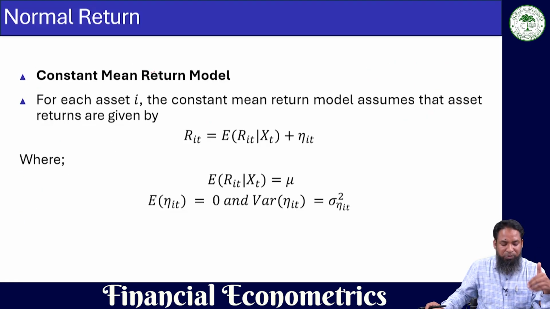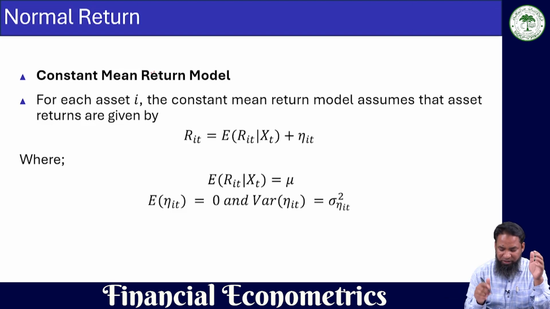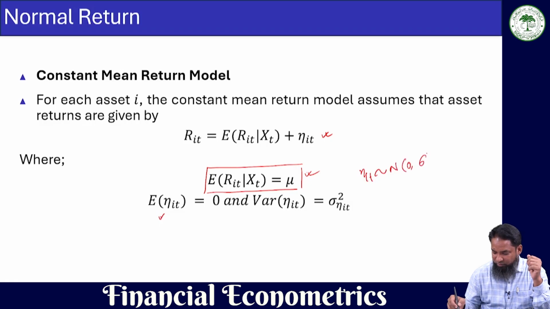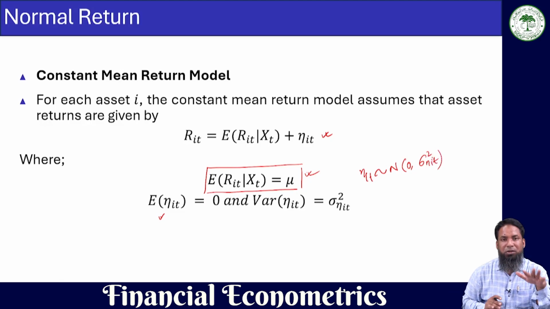Now, the first approach of the statistical model is the constant mean return model. Here, for each asset i, the constant mean return model assumes that the asset returns could be given by this particular approach, where the expected return is nothing but mu, a constant. And we assume that this error term, eta_it, follows a normal distribution with mean 0 and variance sigma squared of eta_it. So in the constant mean return model, we assume that the expected return, or the normal return, is equal to mu, a constant. That's why it is called the constant mean return model.